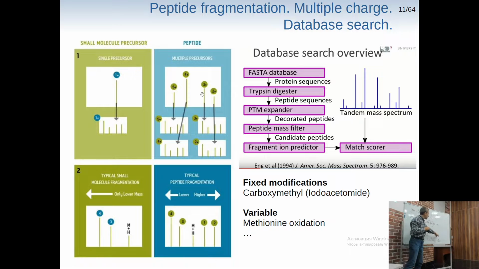First of all, is it Daltons or m over z? M over z, right. Is it possible that this is, let's say, 5+ charge? Quite possible. And is it possible that this one has only 1+ charge, and this has also 1+ charge, but it has 4, 3, 4, why not?